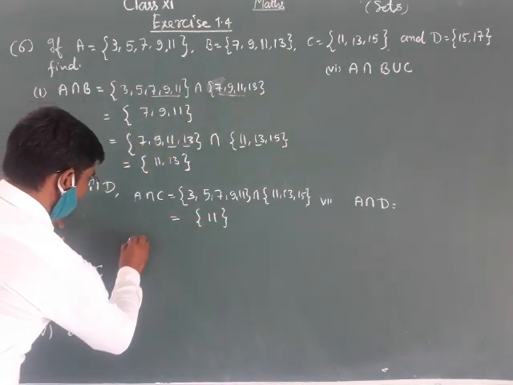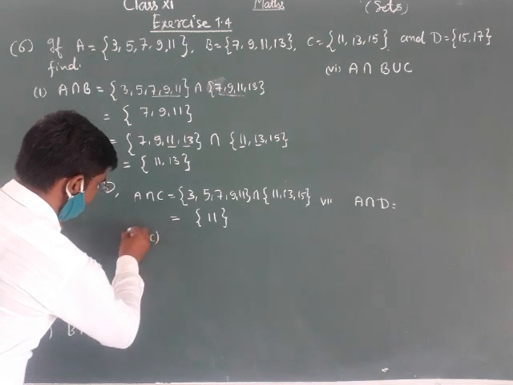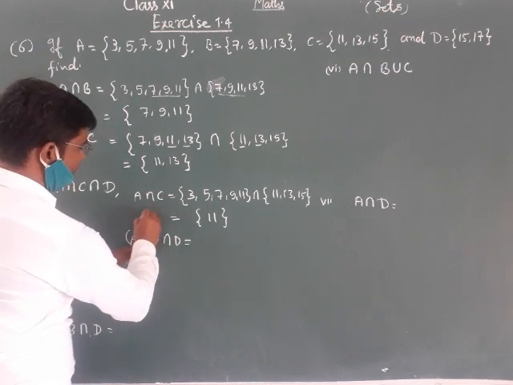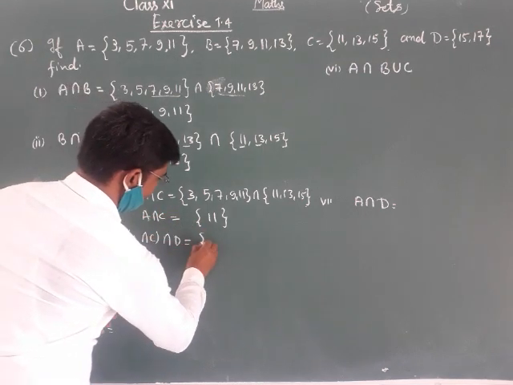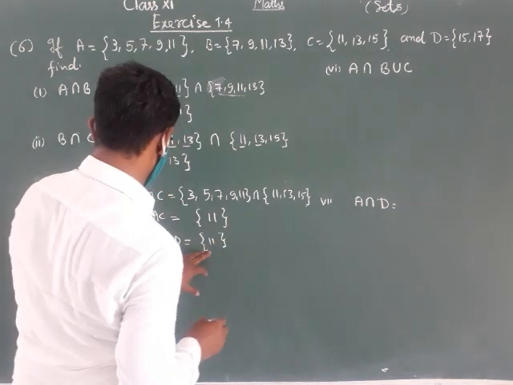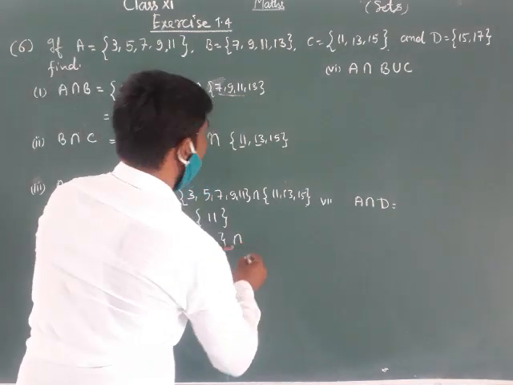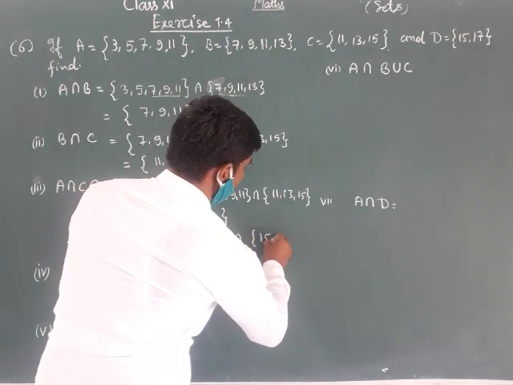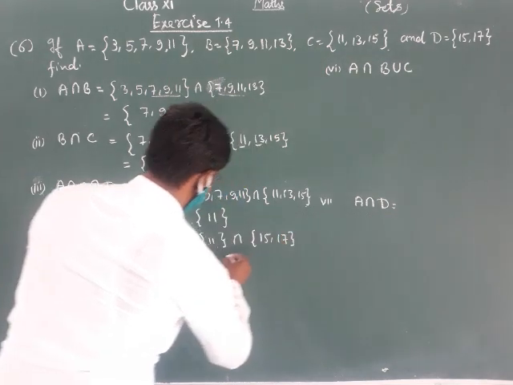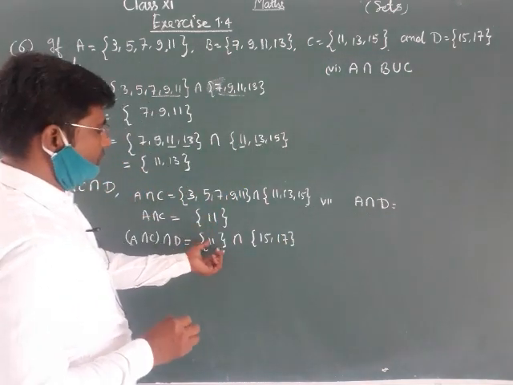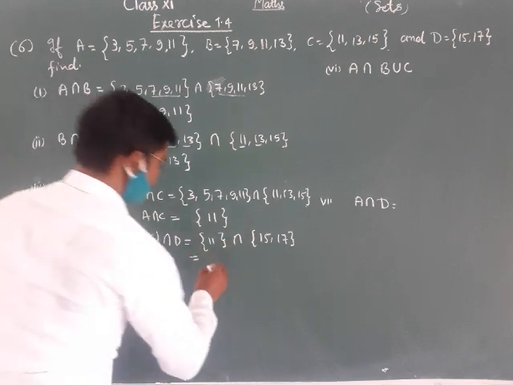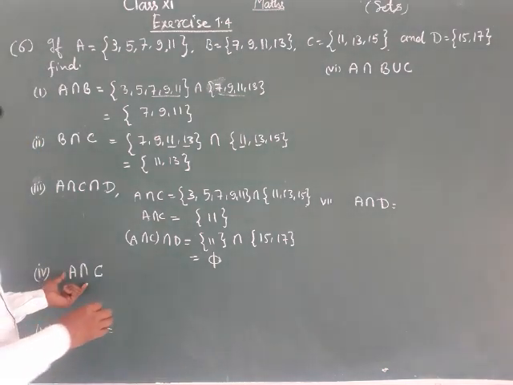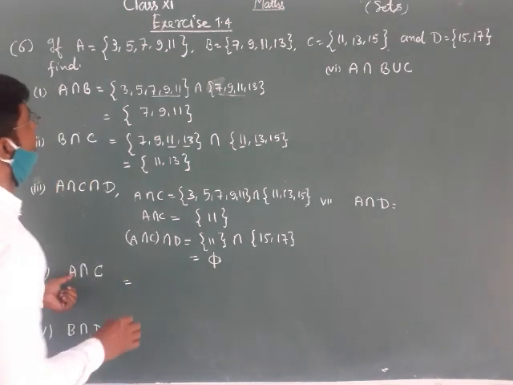And A intersection C and intersection D. So A intersection C means only 11 is the element, and intersection D is {15, 17}. There is no common element in both sets, so this is phi, the null set, the empty set.